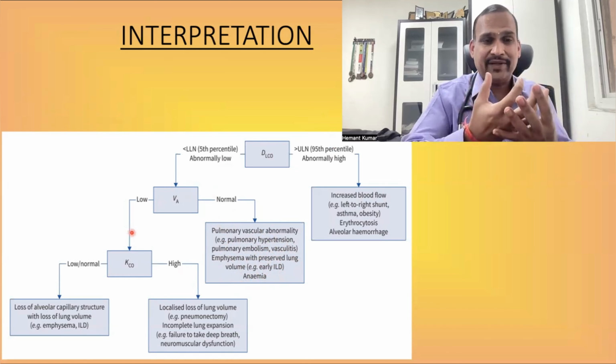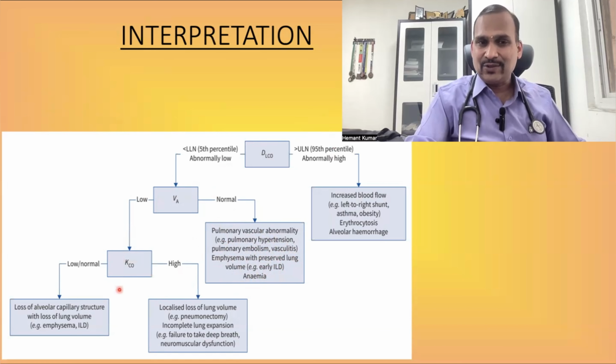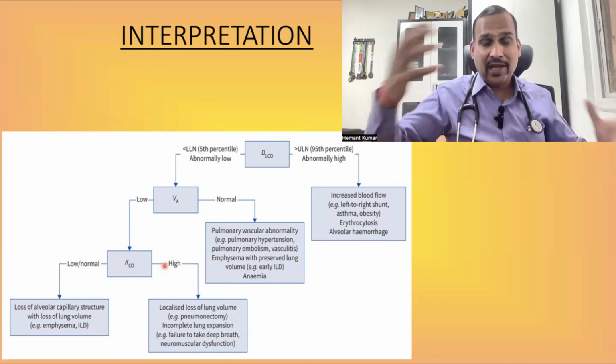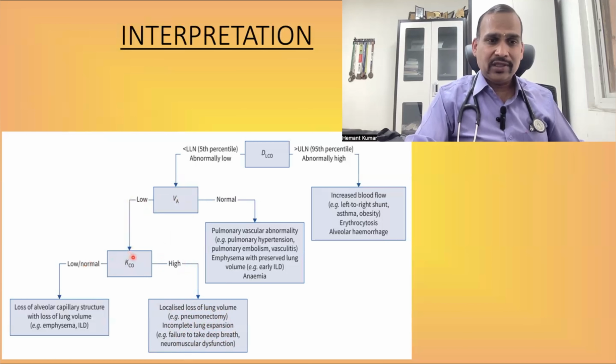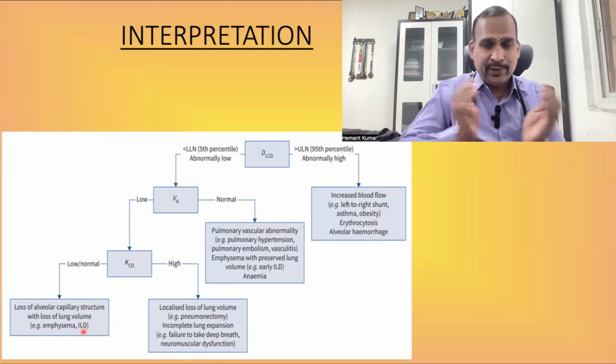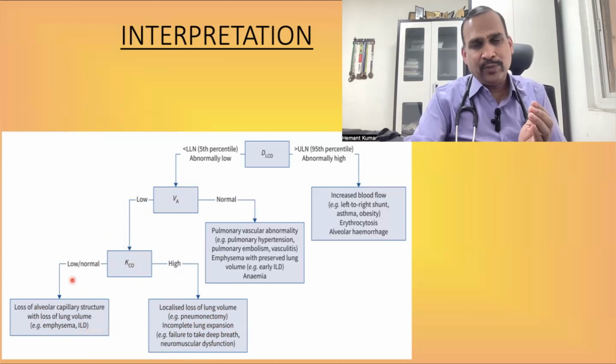Okay. If VA is reduced, means lung volume is reduced, there is a restrictive pattern. Then we have to look at KCO. If VA is less and KCO is high, I told you the most common example is pneumonectomy or incomplete lung expansion, like neuromuscular dysfunction. In that, DLCO may be normal or reduced, but KCO is high and VA is low. And if VA is low and KCO is also low or normal, that is emphysema or ILD. Because in ILD, there is lung fibrosis, VA will be reduced, but KCO would be normal or low, depending on membrane thickening.